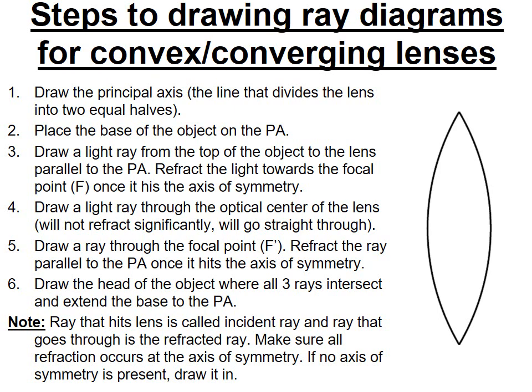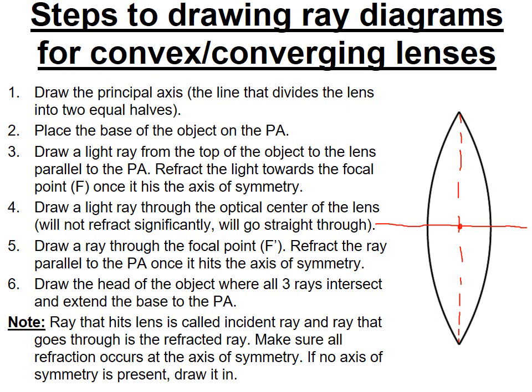Here we have the steps for drawing a ray diagram when an object is in front of a converging lens. If not already drawn for you, you should add in your axis of symmetry because that's where all the refraction will happen. Make sure it separates the lens into equal left and right sides. And if your principal axis is not drawn for you, do the same thing. Make sure it separates the lens into equal top and bottom halves, and then your optical center would be in the center there.